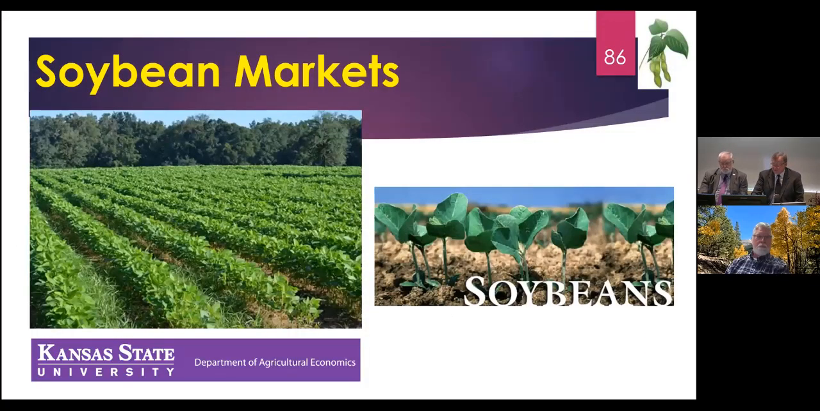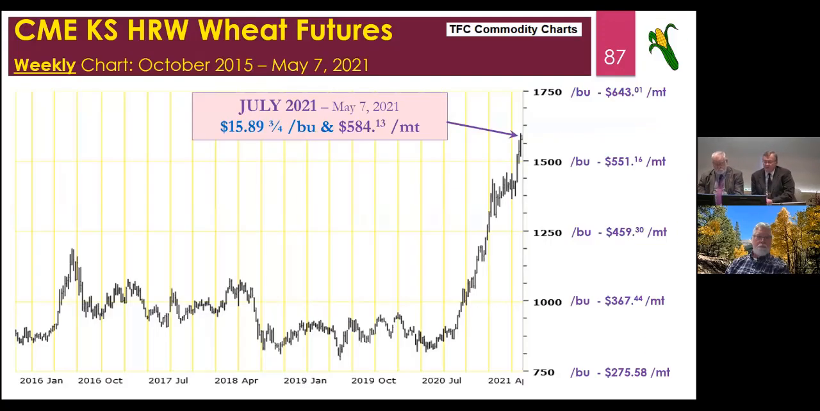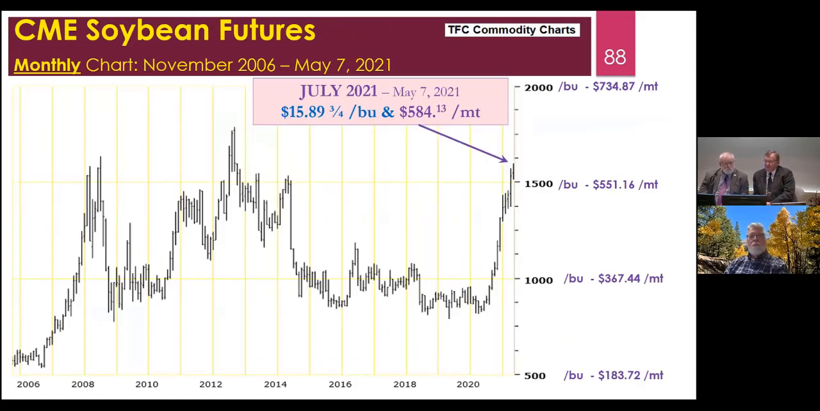Let's move on here to soybeans, in the time we have. Again, the prices we've seen for soybeans are amazing. They're literally amazing. $15.89 3/4 as a close for July contract, $584 per metric ton. But when you look at it on a monthly basis, going back to 2006 to when ethanol came in, which affected all these markets.